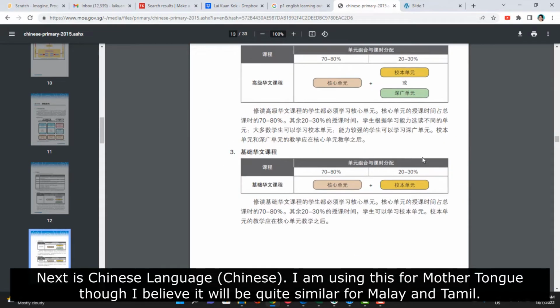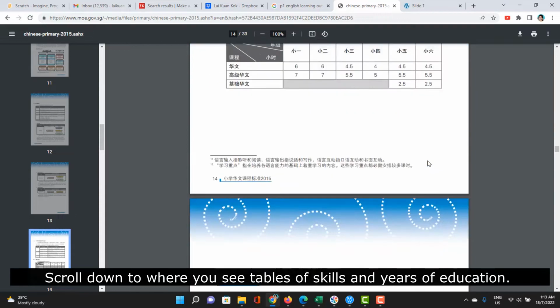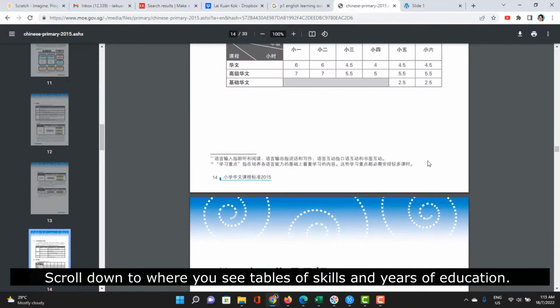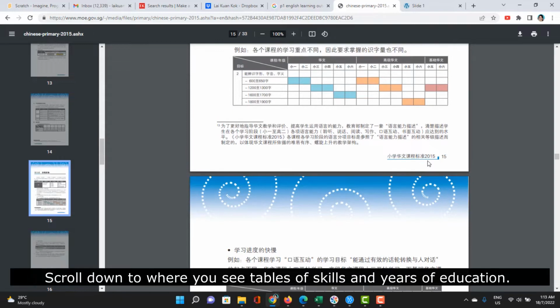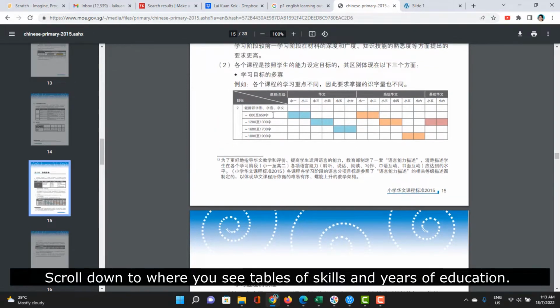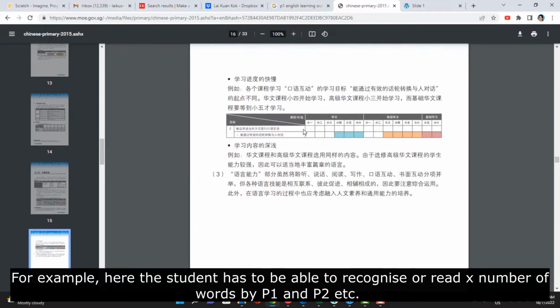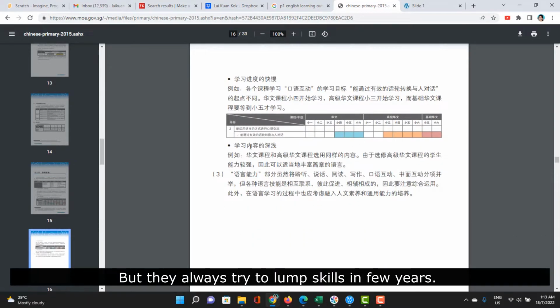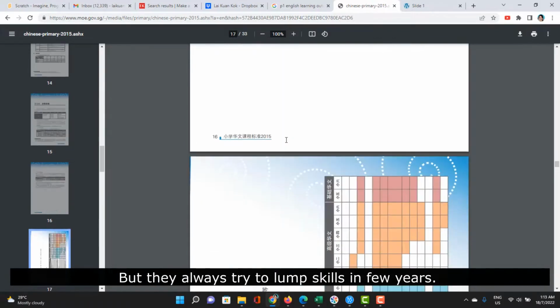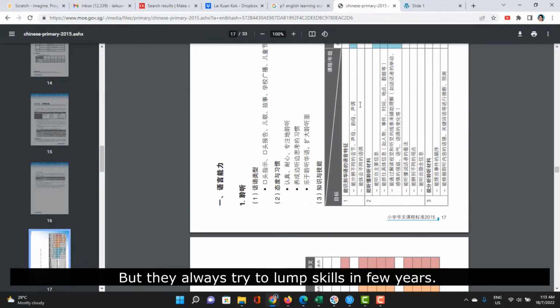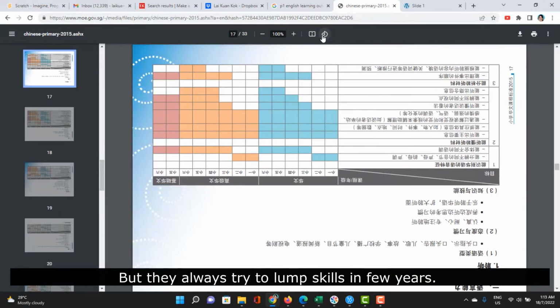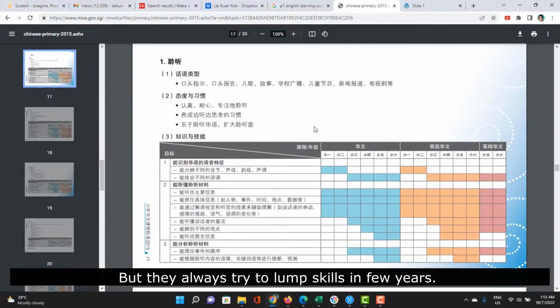Scroll down to the right, where you see tables where they actually tell you, for primary 1, primary 2, what are the different areas that you have to do. So for example here, they have to recognize or know how to read a certain number of words in P1, P2 and so forth. But as you can see, they always try to group primary 1 and primary 2 together, and then primary 3 and primary 4 together and so forth. After this, I will show you how you can make it more specific.